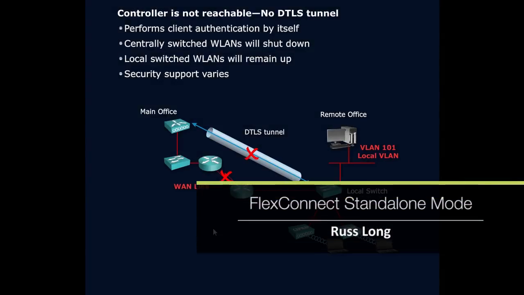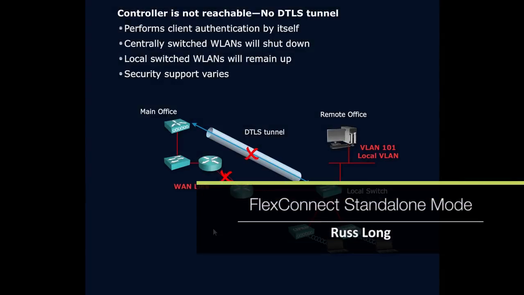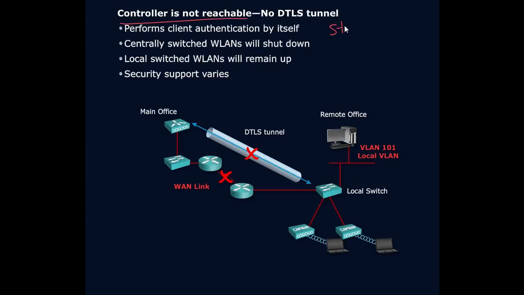Okay, so let's look at this environment now. What happens when the controller is not reachable? What is this called again? This is standalone mode. Remember, when everything's connected, we're in connected mode. When that DTLS tunnel, that CAPWAP tunnel is up, we're fine.